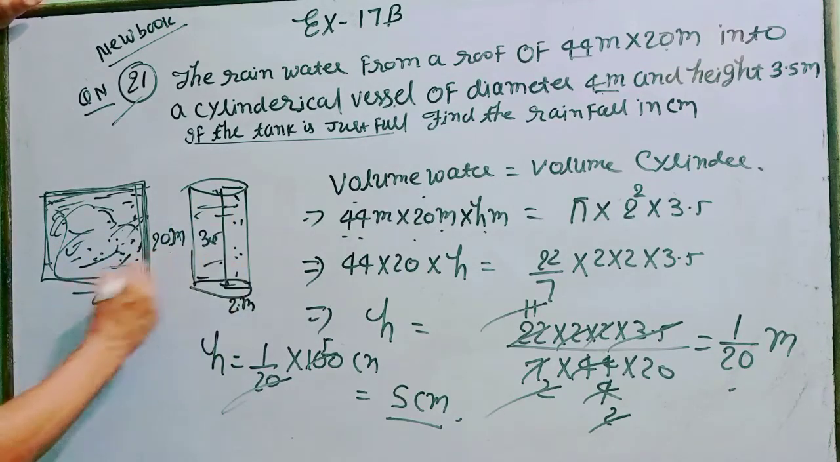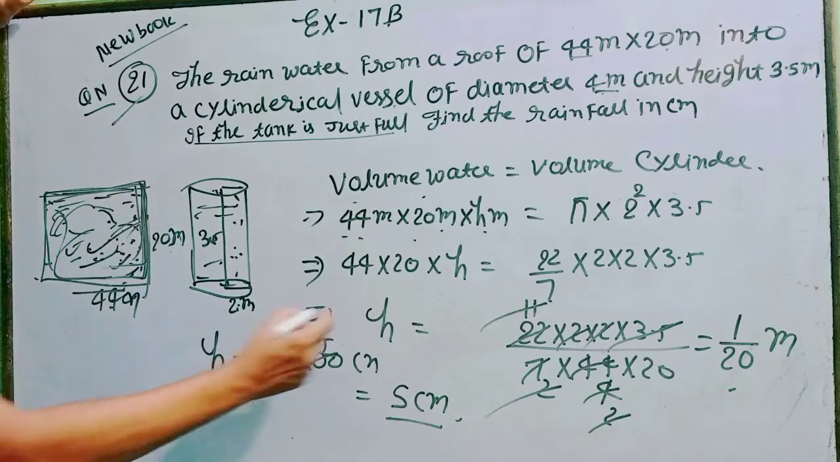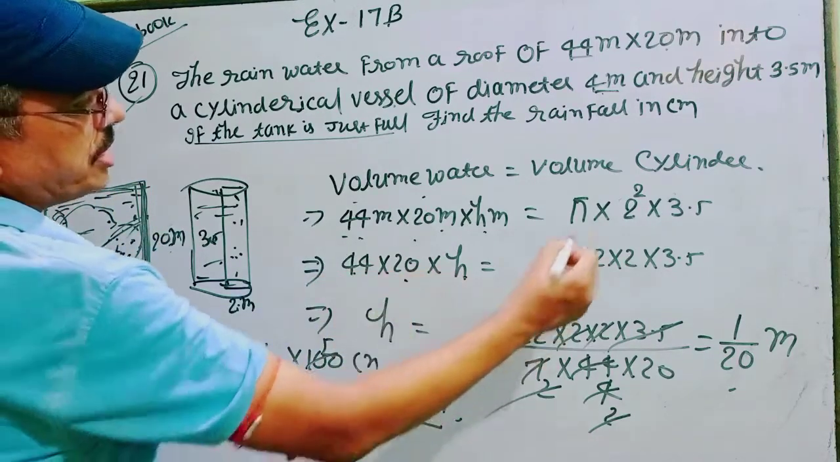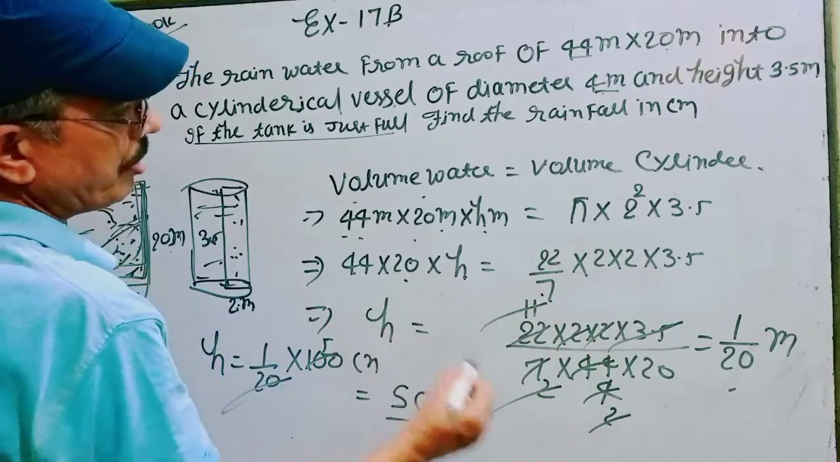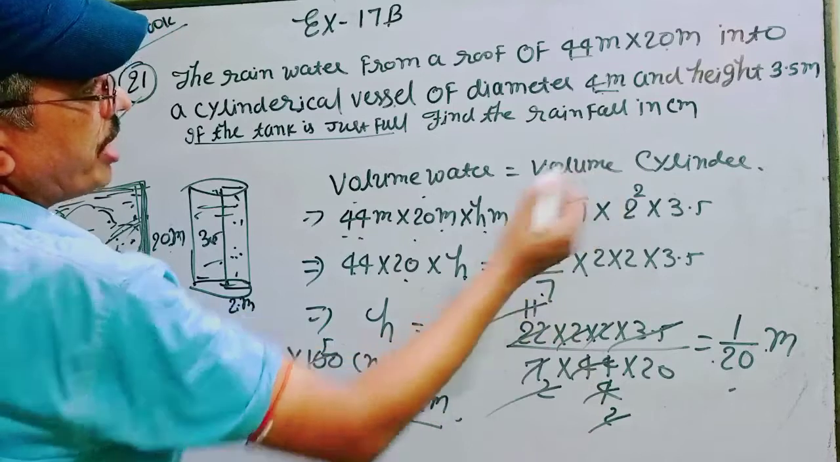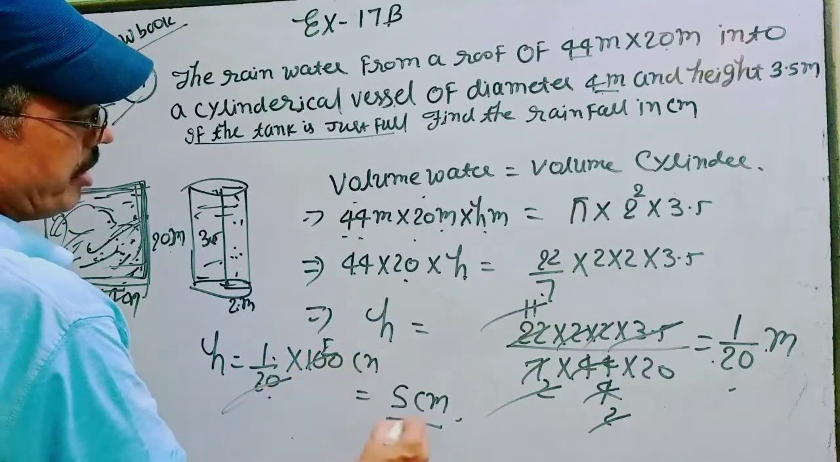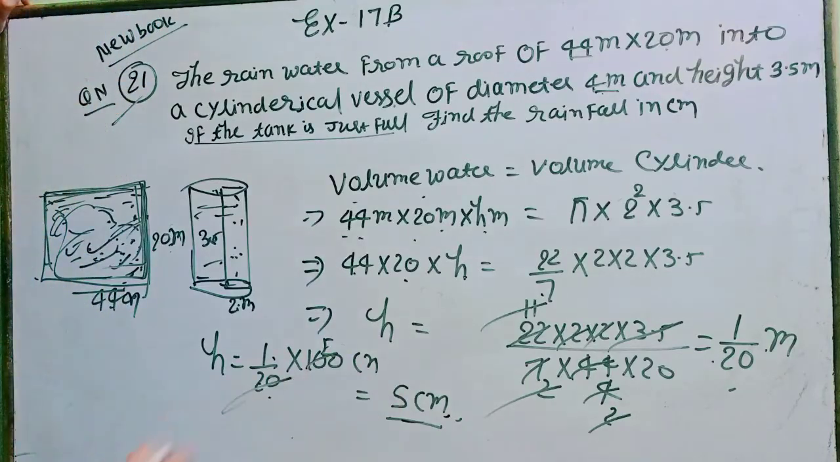So the volume of this cylinder is equal to the volume of the water collected on the roof. So we write 44 into 20 into h is equal to pi r square h. After calculation, we get 1 by 20 meter, but your question asks you to write in cm. So I converted this 1 by 20 meter into centimeter. Then you get 5 cm. This is the rainfall in centimeter.